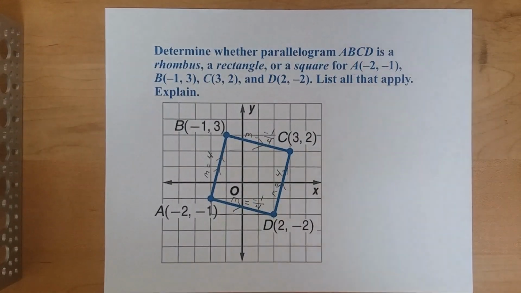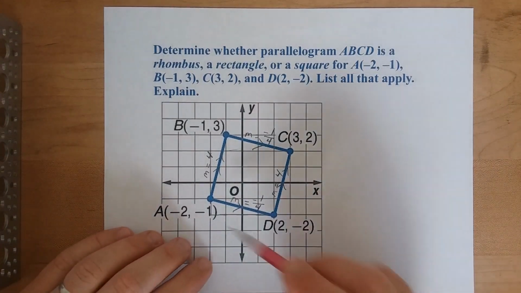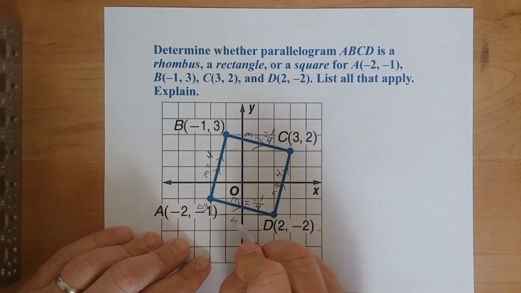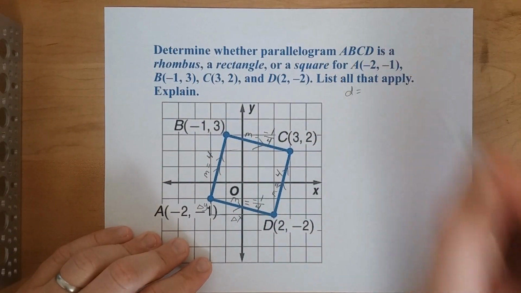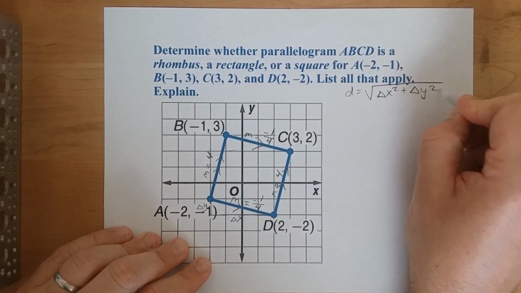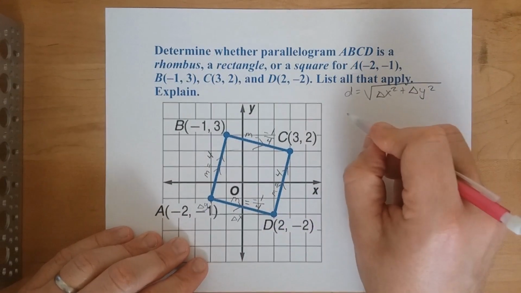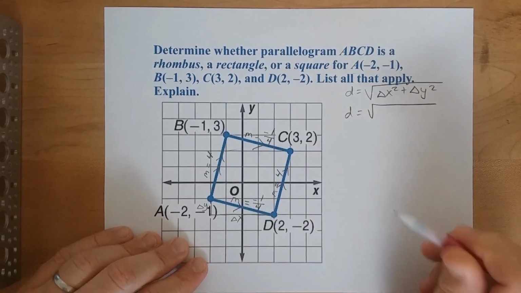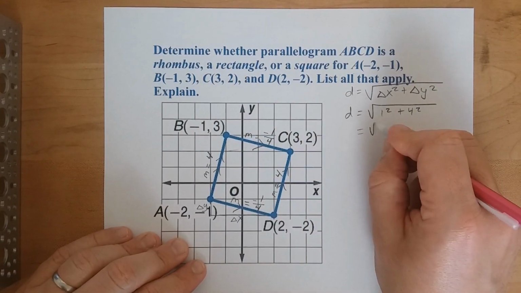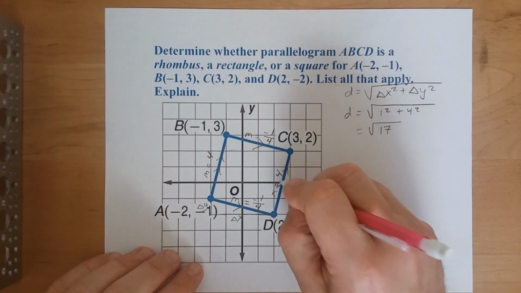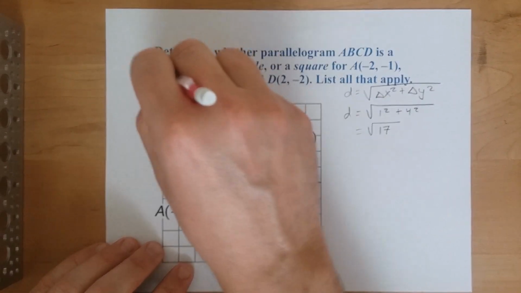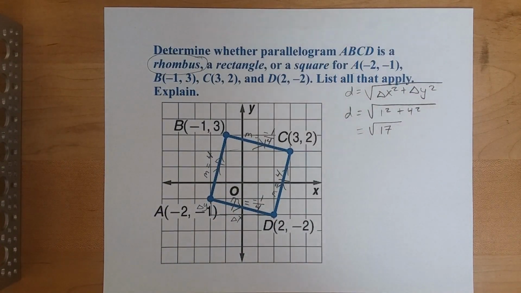Now, is this parallelogram a rhombus? Well, you may have noticed that every single one of these sides had the same delta y and delta x. And we can plug that into our distance formula. Distance equals the square root of our change in x squared plus our change in y squared. So we know every single one of these sides is going to have the same square root of 1 squared plus 4 squared. Every side is going to equal the square root of 17. That means all 4 sides are congruent. Therefore, it's not just any old parallelogram, it's a rhombus.